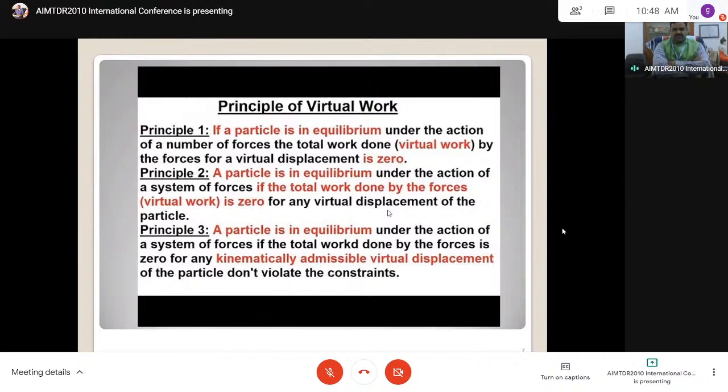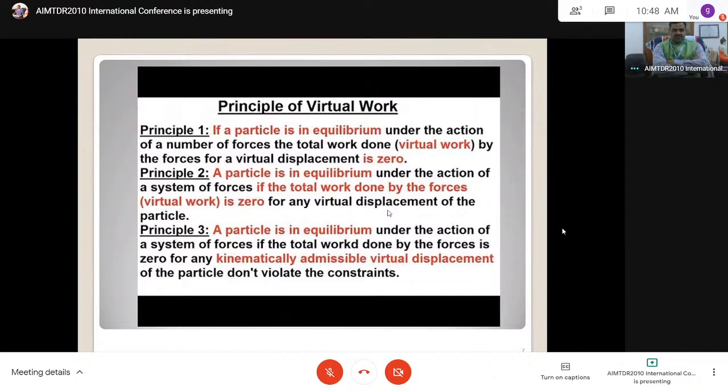Once again I am repeating, if a particle is in equilibrium under the action of, earlier a number of forces, here a system of forces. It can be concurrent, collinear, coplanar, parallel, etc. Earlier, particle means one point, and anything should act on that point only. That's why that case is different. That is also one type, but you don't get a number of alternatives. This is the difference between principle 1 and principle 2. The remaining part is the same: the total work done, or virtual work done, by the forces is zero for any virtual displacement.